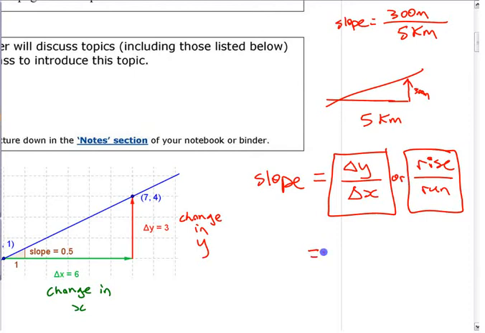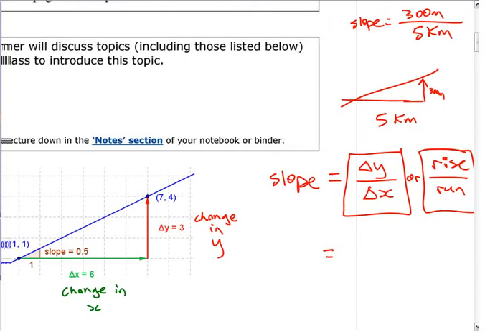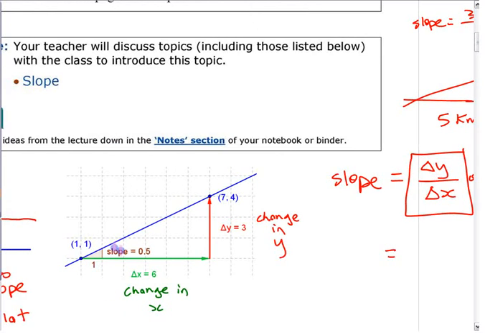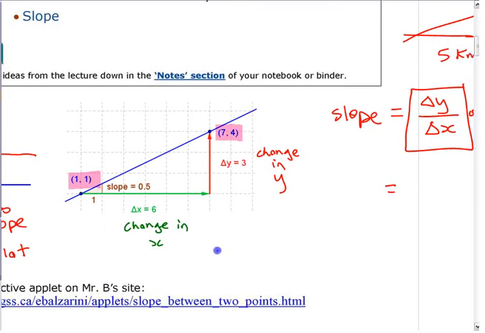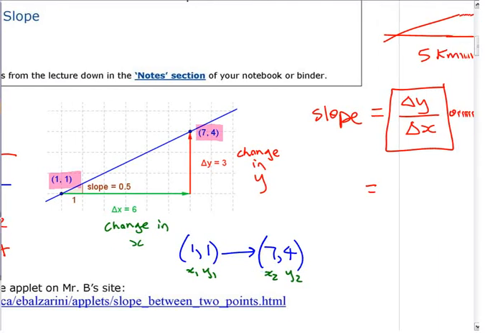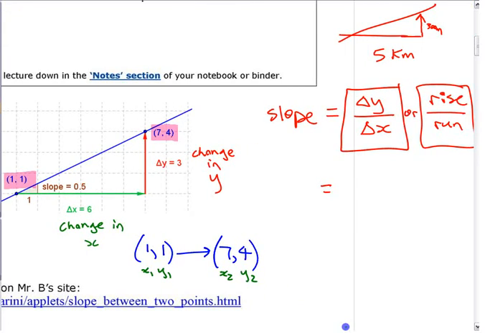Or you can write a formula. You'll see a formula on the formula sheet that looks something like this. If you have 2 points here, you can figure out the slope just from the points without even seeing the picture. Okay, let me write the points down here. It goes from 1, 1 up to 7, 4. If you call each of those points something, if you call this x1, y1, and you call this x2, y2, you can write a formula for slope just using those things.